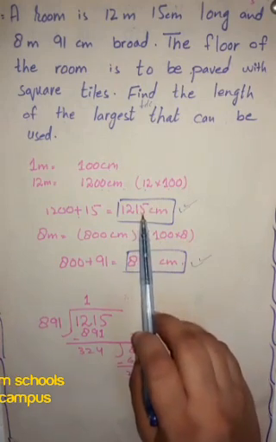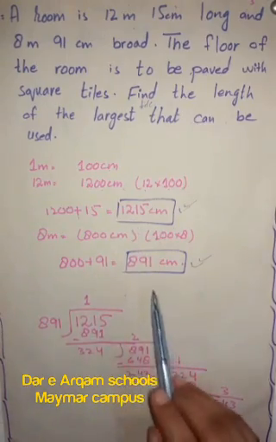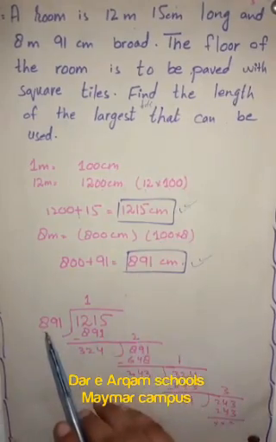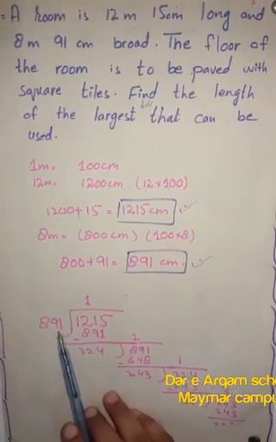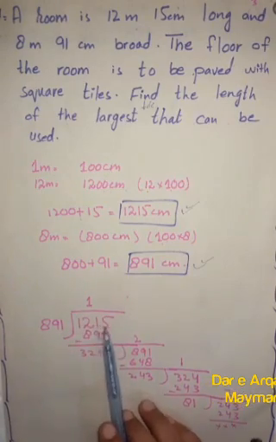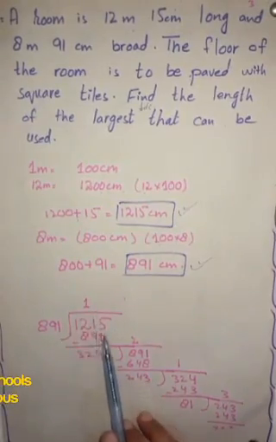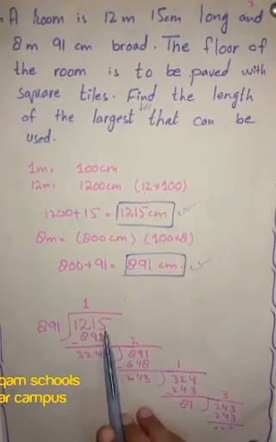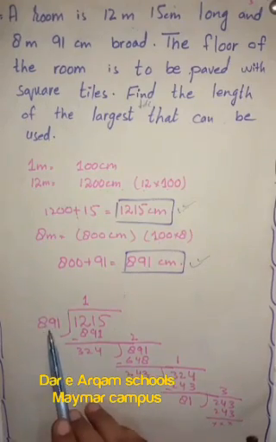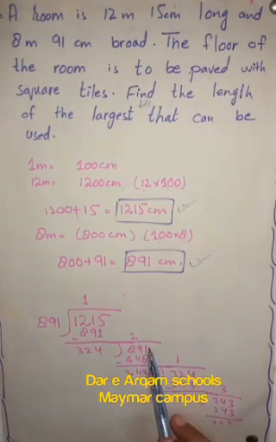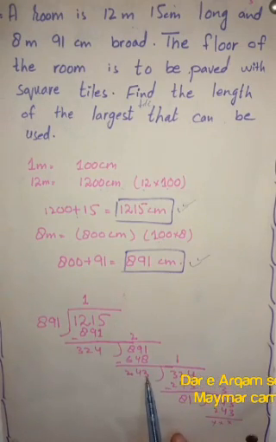So take your greater number 1215 as your dividend and the smaller number 891 as your divisor. When you multiply 891 with 2, you will get a number greater than 1215, so you will write the multiple with 1. Here is 891. When we subtract them, we get 324. Now convert your divisor to dividend and again divide them. You get your remainder 243.